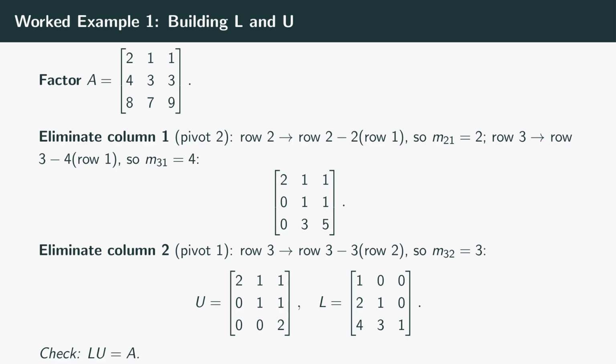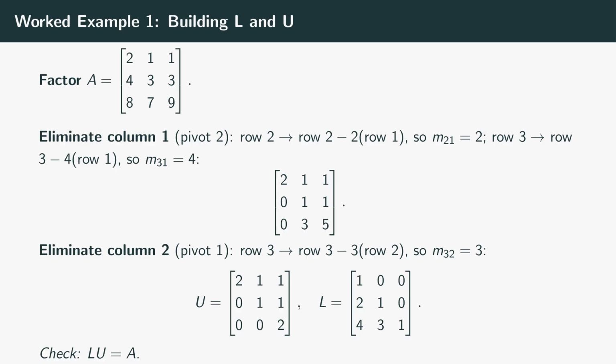After that, the first column below the pivot is cleared, and the bottom right block has become 1, 1 in the second row, and 3, 5 in the third. Now eliminate the second column with pivot 1. The third row has a 3 there, so subtract 3 times the second row. The multiplier m32 is 3. What remains is U, upper triangular with diagonal 2, 1, 2.